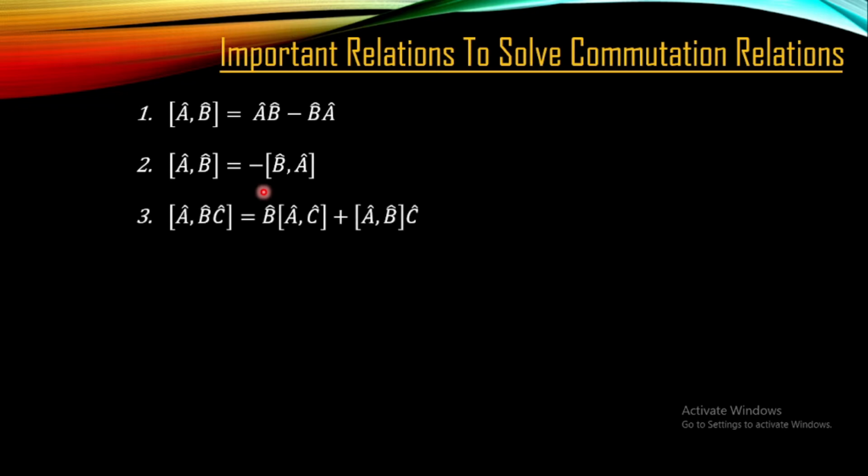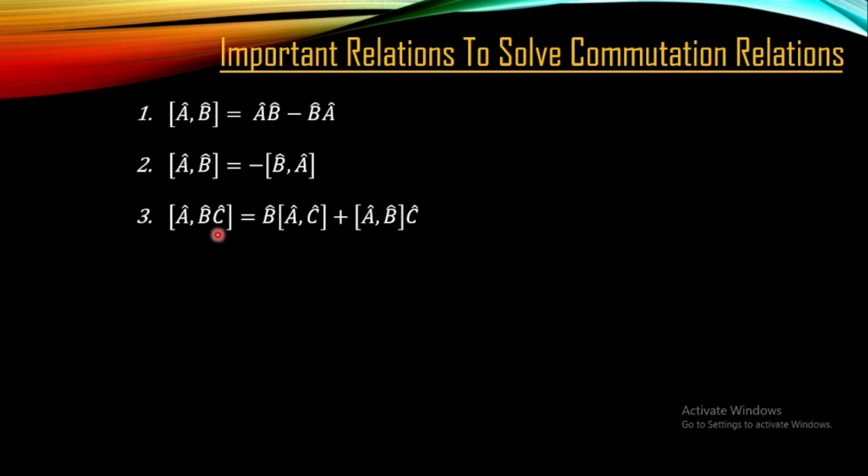Coming to the third one is when we are having three different operators. Let us say A cap, B cap and C cap. So the inner product of A cap and B cap into C cap will be equal to B cap into inner product of A cap C cap plus inner product of A cap B cap into C cap. So how to remember these? It looks something like a simple distributive law only, but only we need to remember the placing of the operators.